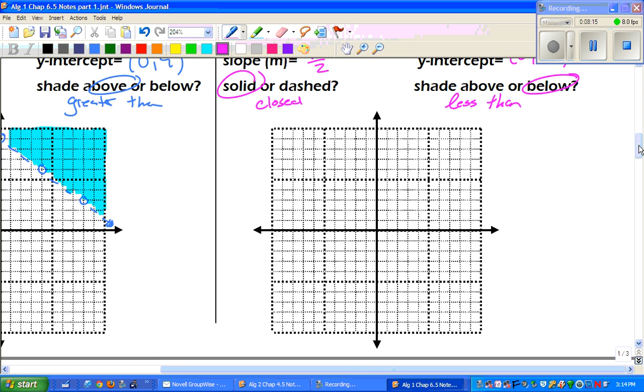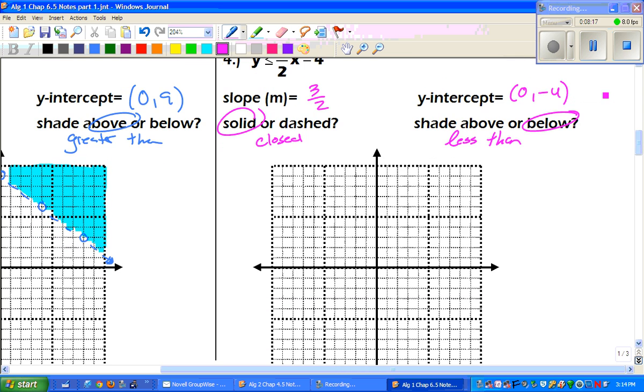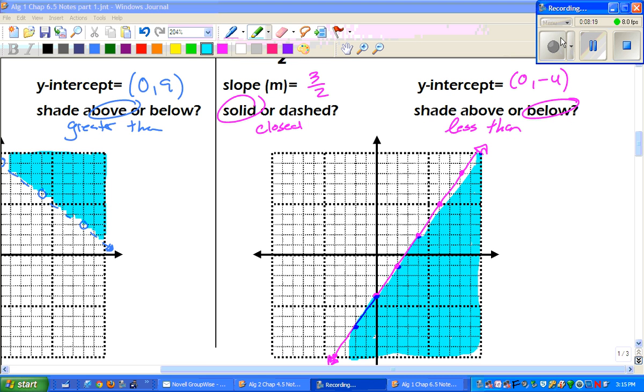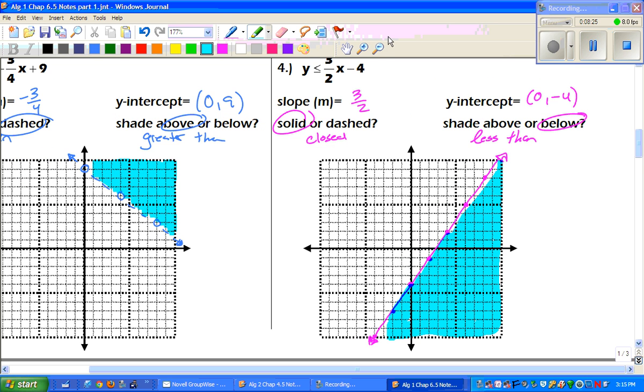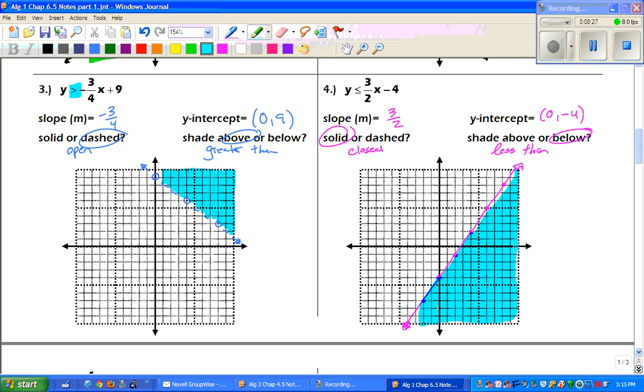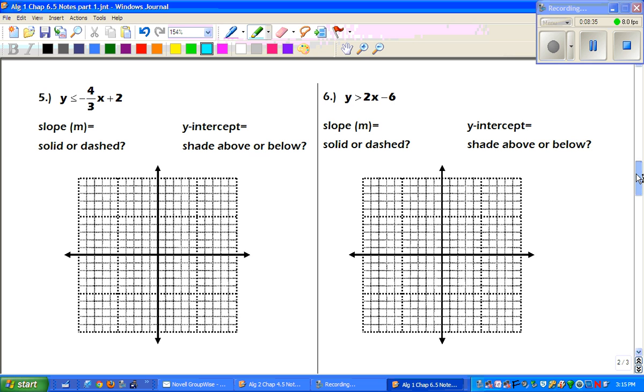All right, go ahead and draw your graph. Let's see how you do. Pause the video, please. Alrighty, and there's the line. Okay. So we had to shade below, and it's a solid line, so that's exactly what it should look like. Let's go ahead and flip it over.